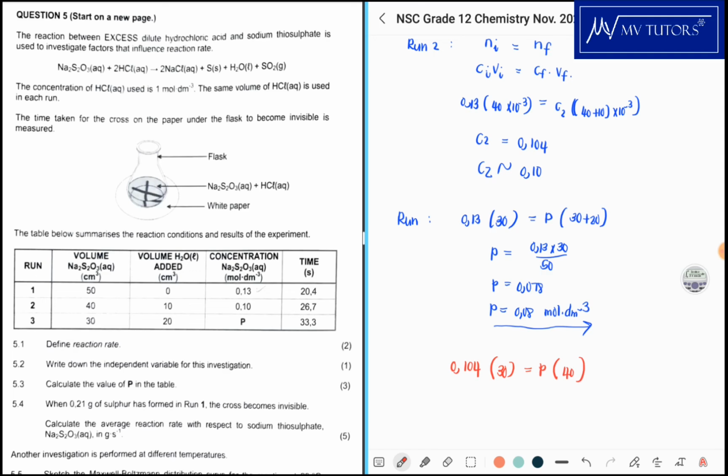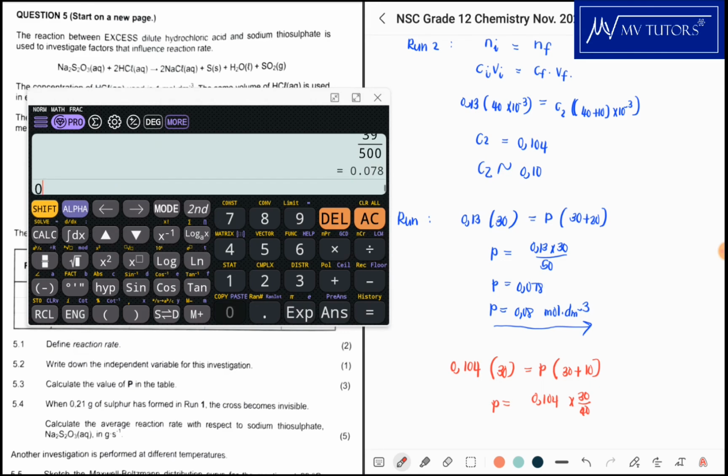So you're going to say 30 plus 10, and therefore P would have been 0,104 multiplied by 30 over 40. That should also give you the same answer. But I hope you see the trend here. If you don't fully understand what I'm doing, you can comment below, and I'll try to explain it. I was just trying to show you different ways of doing it.